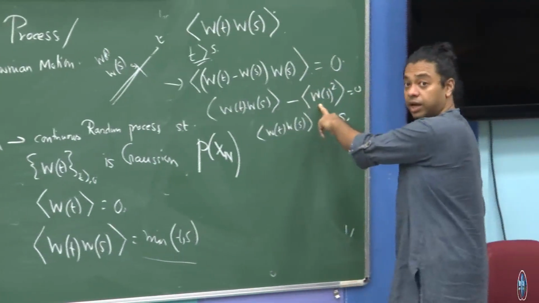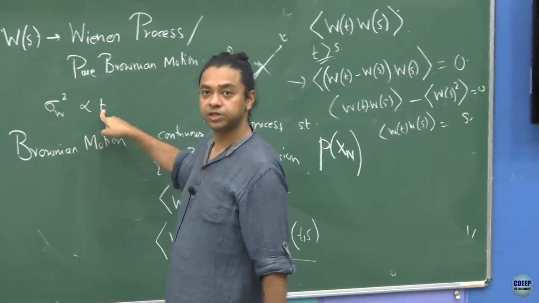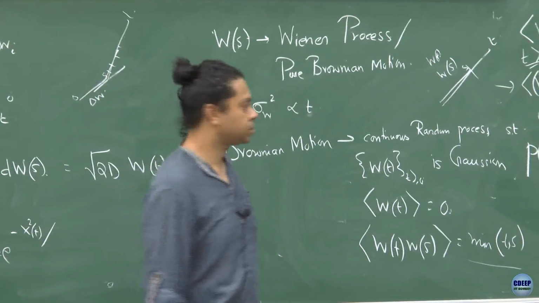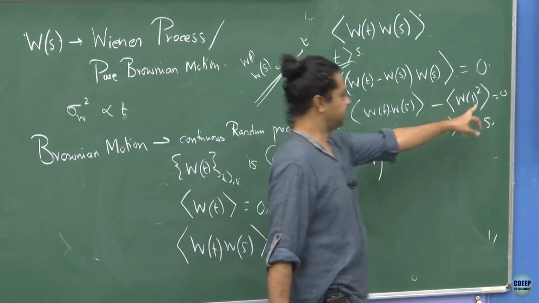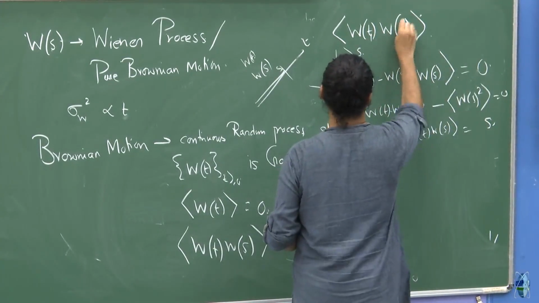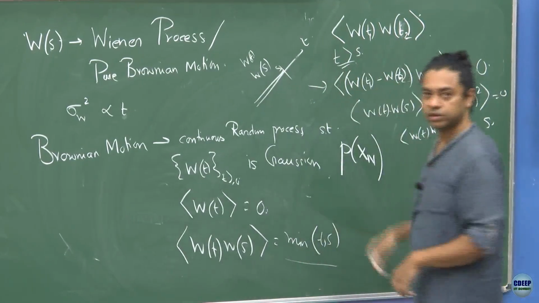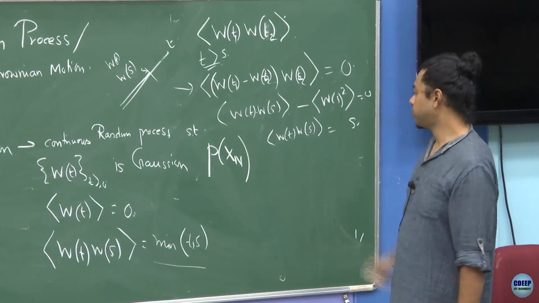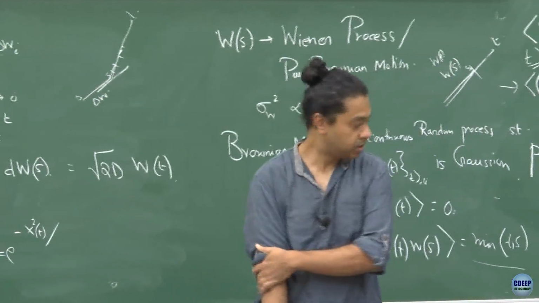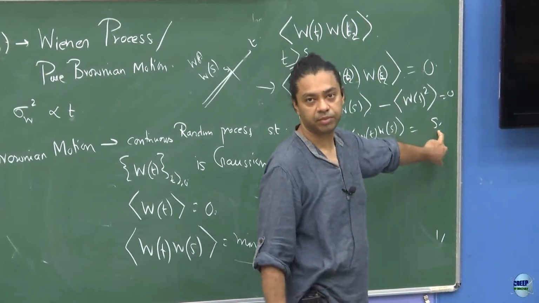Oh, that we showed, that the variance is proportional to the time. So, s is the time, I mean, you can call this T1 and T2 if s is confusing. These are just two time indices. So, when you are looking at correlation functions at two times, this value is always equal to the smallest time.